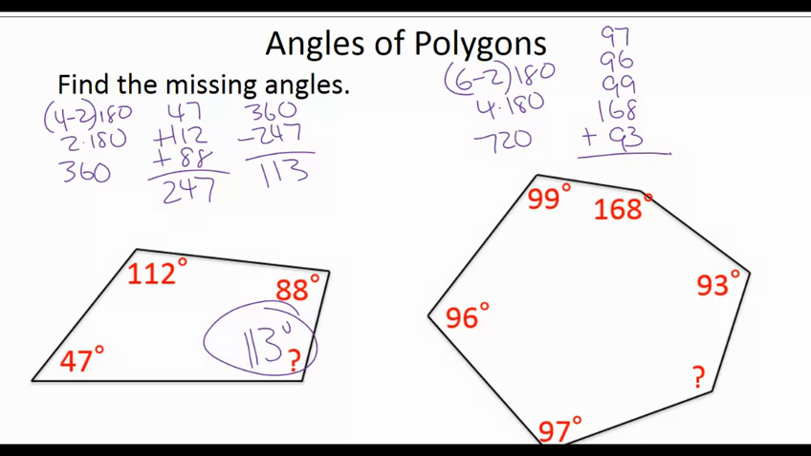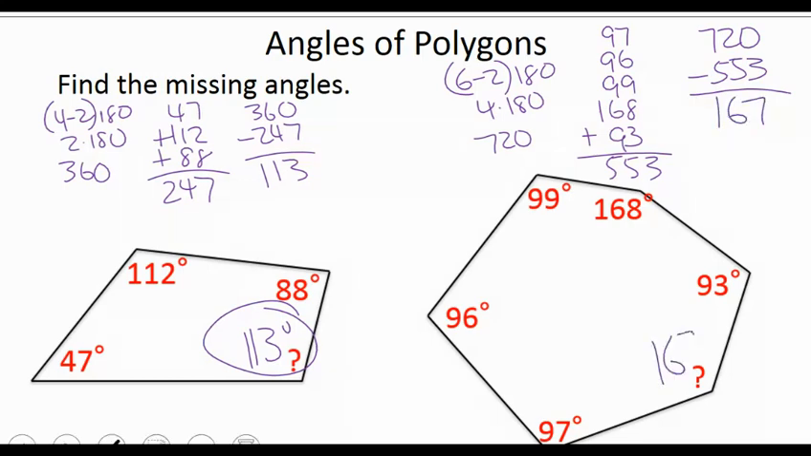I can add those up. Use my calculator. 97 plus 96 plus 99 plus 168 plus 93. I'm getting 553. So those five angles add up to 553. I can then subtract from 720, which is what all six angles have to add up to. So 720 minus 553, and I get 167.